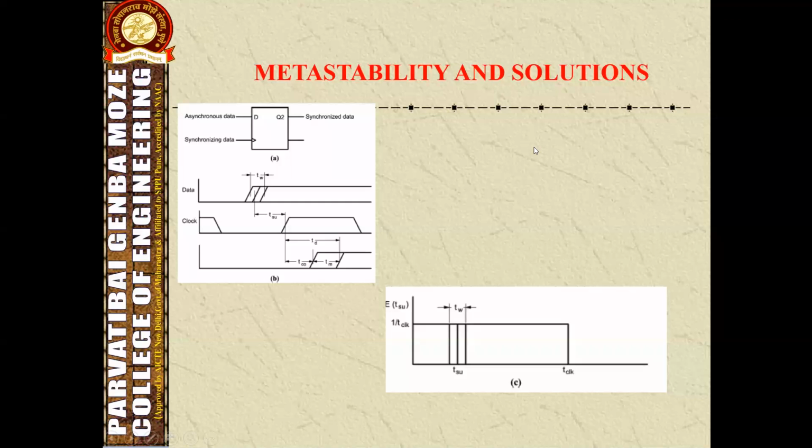So today we are going to discuss metastability and its solution. First we will see from the introduction part, what is metastability? Metastability is a type of failure which occurs when digital circuits attempt to synchronize asynchronous digital data.